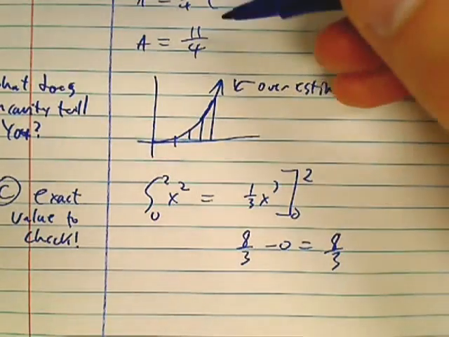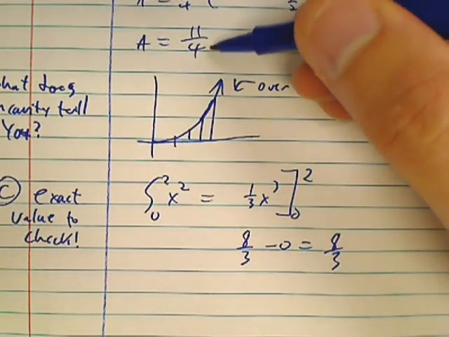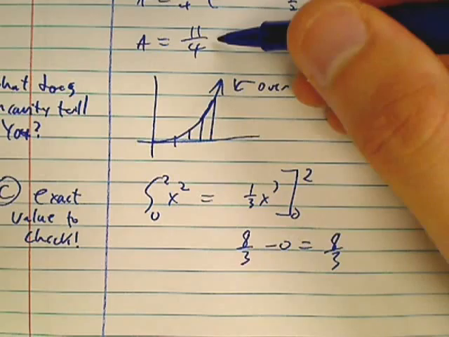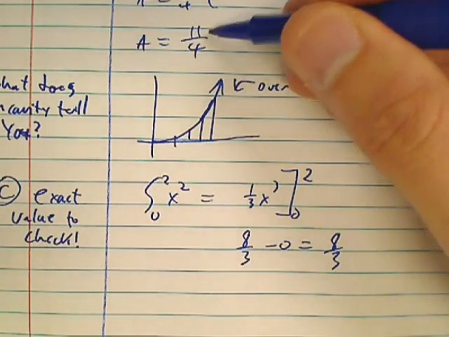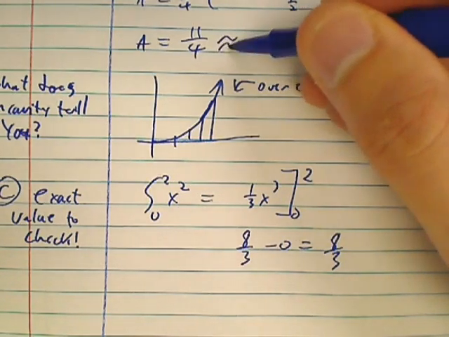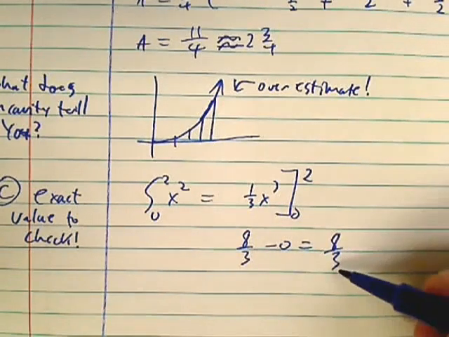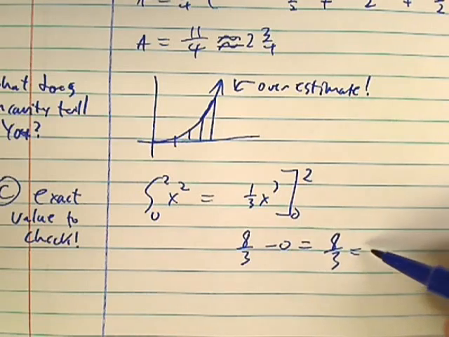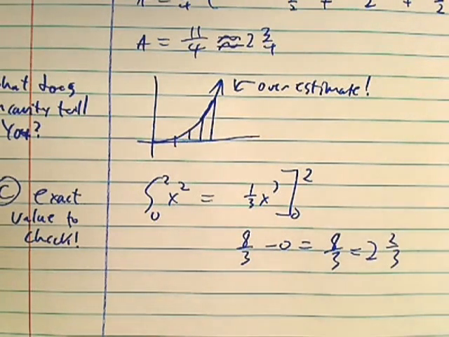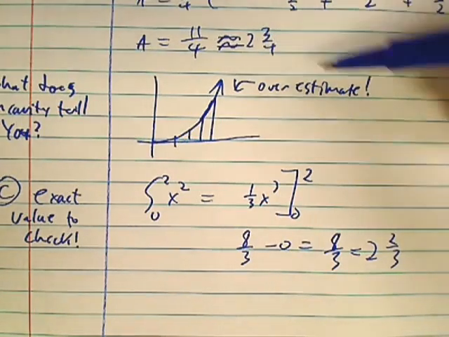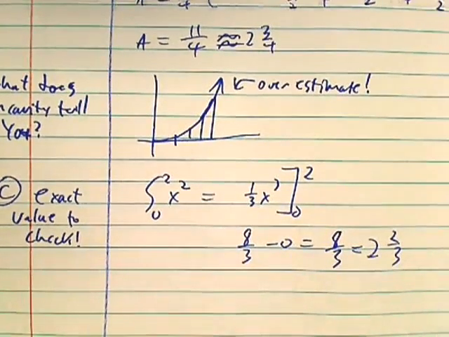The approximation I got was 11/4. What was that? That would be 2 3/4. Sorry, 2 3/4. The exact value would be 2 2/3. So yeah, 3/4 is a little bit more than 2/3.